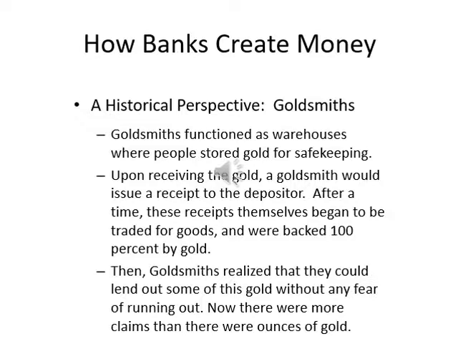How banks create money. A historical perspective. Goldsmiths functioned as warehouses where people stored gold for safekeeping. Upon receiving the gold, a goldsmith would issue a receipt to the depositor. After a time, these receipts themselves began to be traded for goods, and were backed 100% by gold. Then, goldsmiths realized that they could lend out some of this gold without any fear of running out. Now there were more claims than there were ounces of gold.